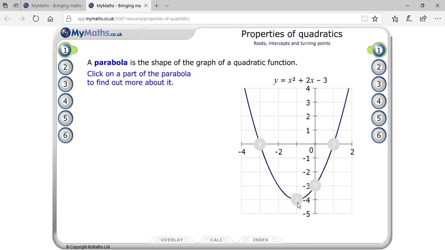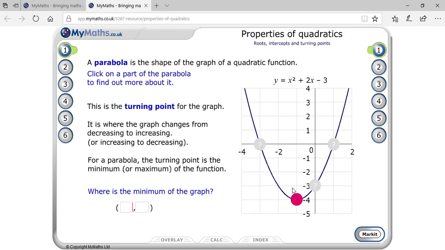So here, this point is known as your turning point, because as I explained to you, your parabola or graph is opening upward. So that means it will be your minimum point. Its coordinate will be what? Can you tell me? Minus 1 comma minus 4. Yes, that's right.